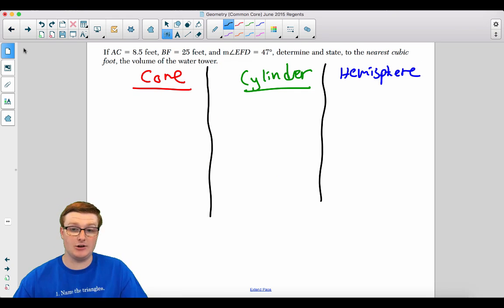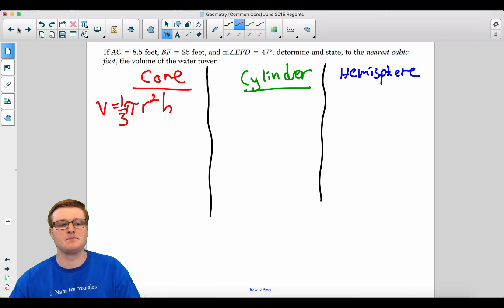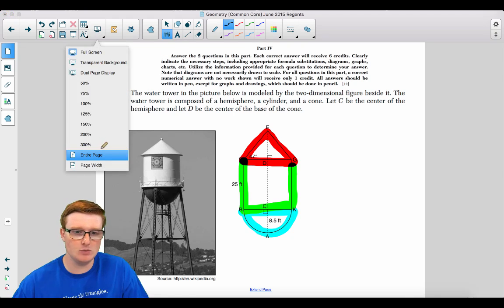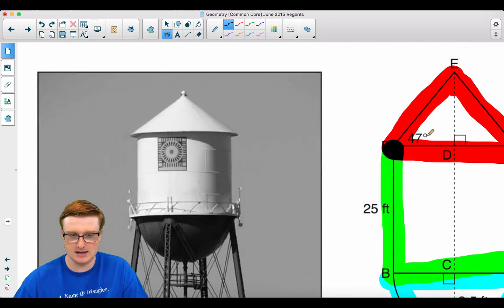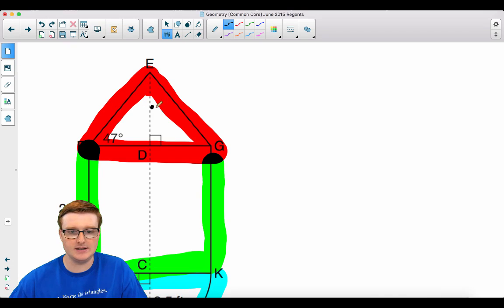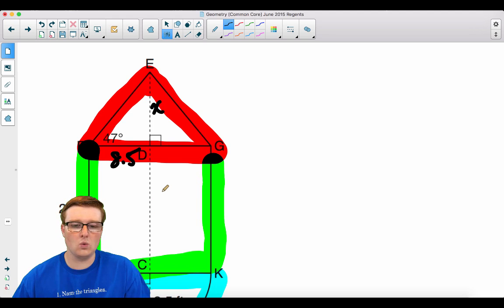Now, we need some information from the diagram. So the volume of a cone is 1/3 pi r squared times the height. We got a problem, folks. We don't have a radius. No, I'm sorry, we do. We don't have the height of the cone. We need to solve for this. And I'm going to zoom in here. We need to solve for this height right over here. Our radius is 8.5. Every radius in this picture is 8.5. So we need to solve for the height.